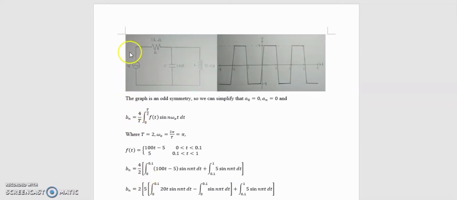Okay, my circuit consists of a 1 kilo ohm resistor, a 1 microfarad capacitor, and a 0.5 Henry inductor. We get this graph. As we can see, the graph has odd symmetry. So, we can simplify that A naught is equal to 0 and An is equal to 0.